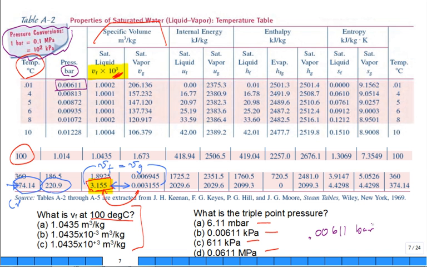Well, what's a millibar? Yeah, so this is another way to write that, 6.11 times 10 to the minus 3 bar. True, like a millimeter is 10 to the minus 3 meters. A millibar is 10 to the minus 3 bar. Hence, 1, 2, 3. Correct answer, A.